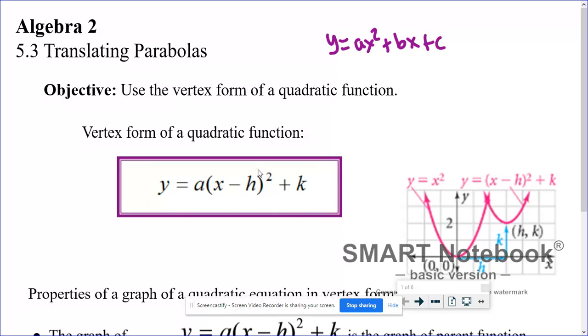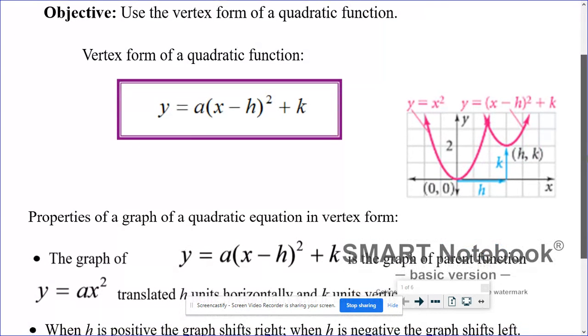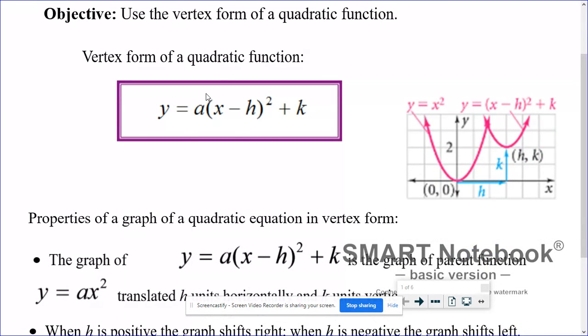What's interesting about the vertex form is that the vertex is the ordered pair (h, k). Notice how the function is minus h. So that means if it's minus when they're actually numbers, well, we'll talk about this in a second, but take note that it's minus in the form.